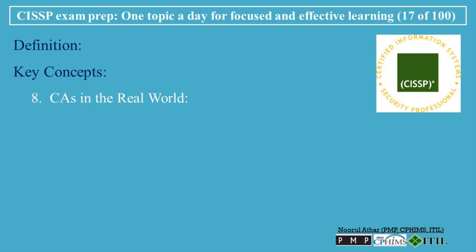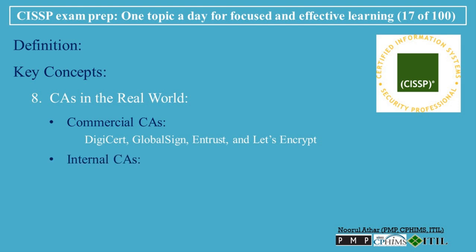8. CAs in the real world. Commercial CAs. These CAs issue certificates for public use. Examples of well-known commercial CAs include DigiCert, GlobalSign, Entrust, and Let's Encrypt. Internal CAs. Organizations may set up their own private CAs for internal use, issuing certificates to employees or internal systems. These certificates are not trusted outside the organization unless the root certificate is manually installed on external systems.